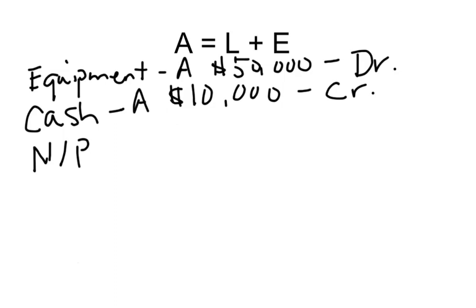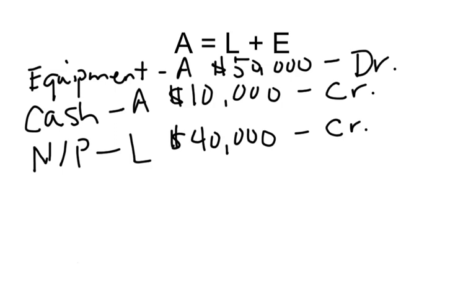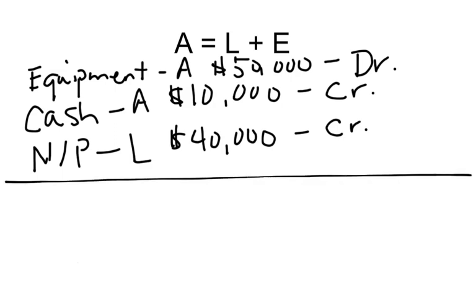Notes payable. Okay, we owe someone. That sounds like a liability. Okay, if I owe someone, that means it's going up. I increase that account. I owe them more. And how much did I owe them? The equipment was $50,000. I paid 10, so now I owe 40. And to increase a liability, we would credit the account.